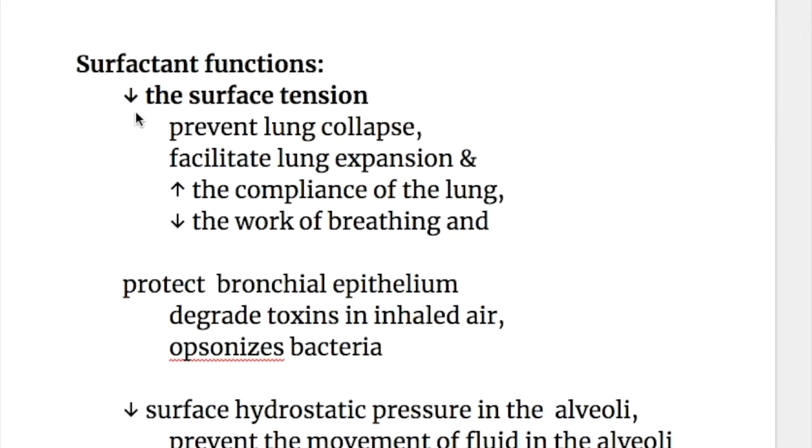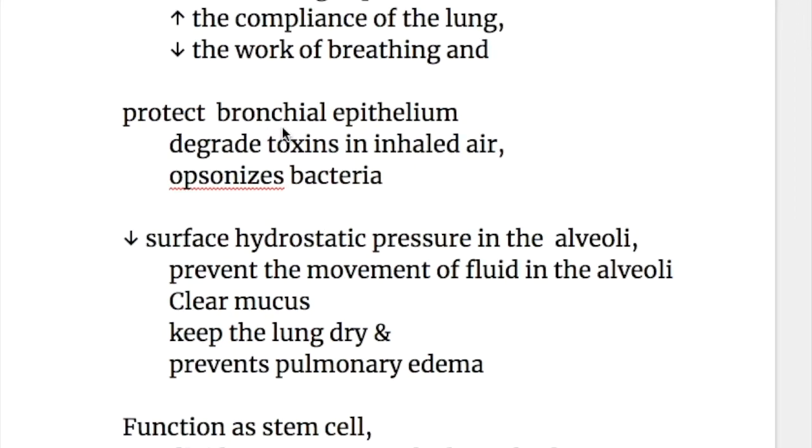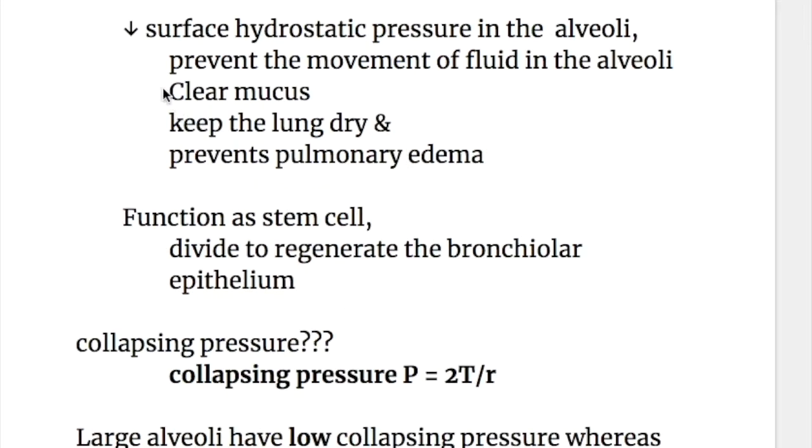What's the function of surfactants? Number one, surfactant decreases the surface tension, so it prevents lung collapse, facilitates lung expansion, increases lung compliance and decreases the work of breathing. Number two, they protect bronchial epithelium by degrading toxins which come in the inhaled air, and they opsonize bacteria. Number three, they decrease surface hydrostatic pressure in the alveoli and prevent the movement of fluids in the alveoli, clear mucus, keep the lung dry, and prevent pulmonary edema. And number four, the Clara cell functions as a stem cell. So they divide to regenerate the bronchiolar epithelium.